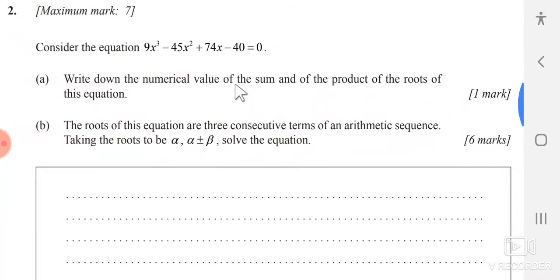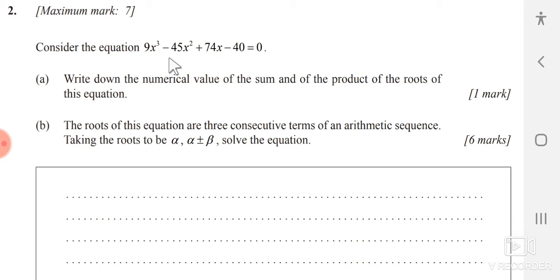This is question 2 and this is polynomials question, my dear. 9x cube minus 45x square plus 74x minus 40. Write down the numerical value of the sum and the product of the roots of the equation. You know, this is simple polynomial, this is cubic polynomial.